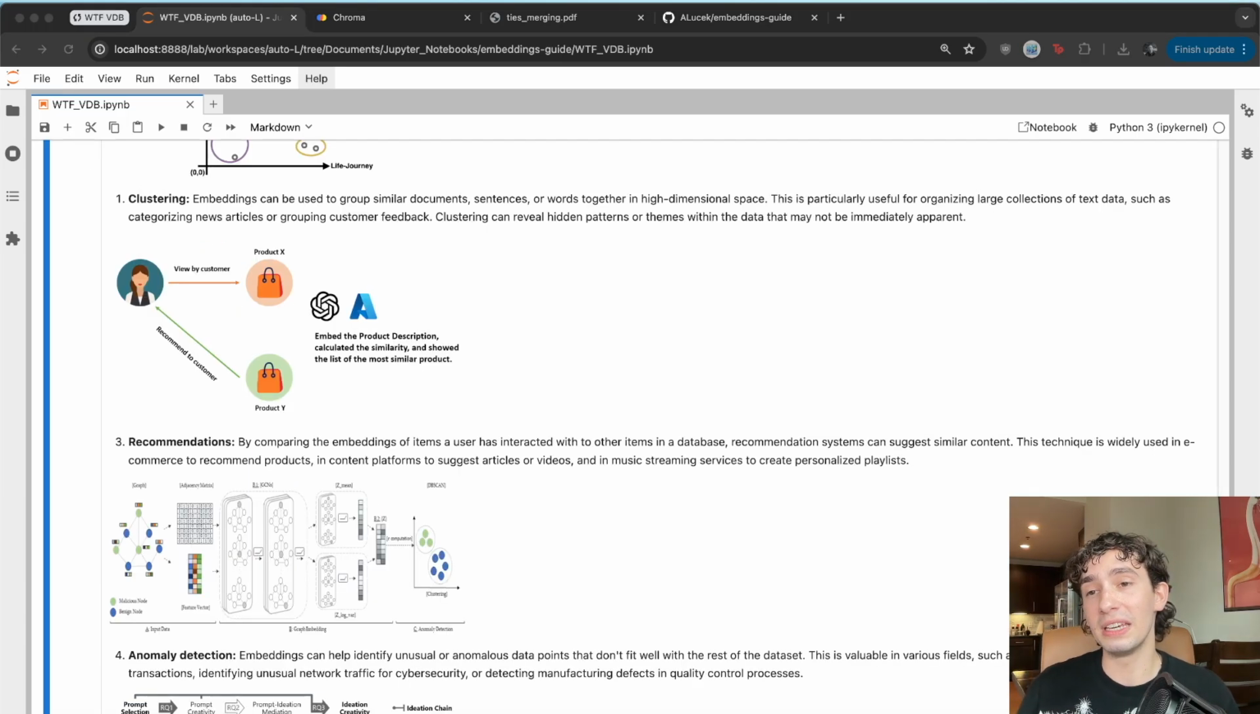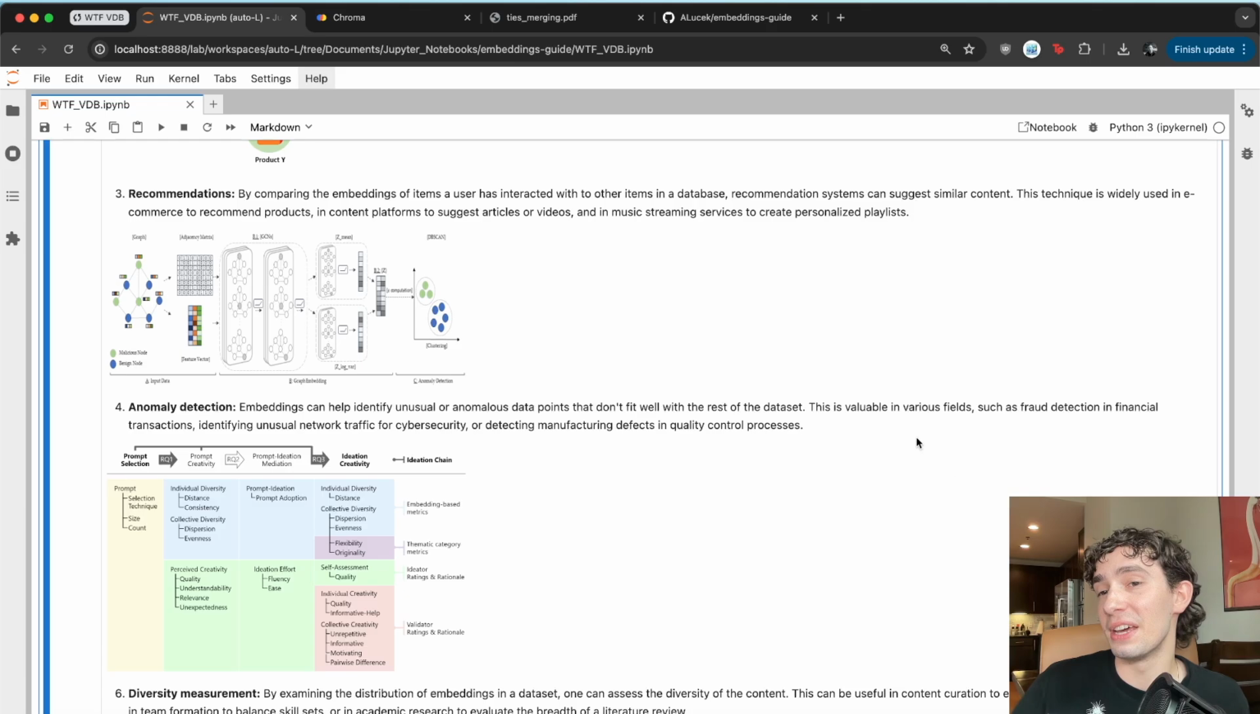The second one would be recommendation systems. Actually comparing what, let's say in an e-commerce setting, a customer might be viewing, or even in something like, let's say, listening to music, what someone's listening to, or maybe the videos that they're watching, having some sort of recommendation engine back to the customer or the user based on the similarity between one piece of content or one product and then another one. You could compare the embeddings of different items that a user has interacted with to other items in some database to actually serve different similar content.